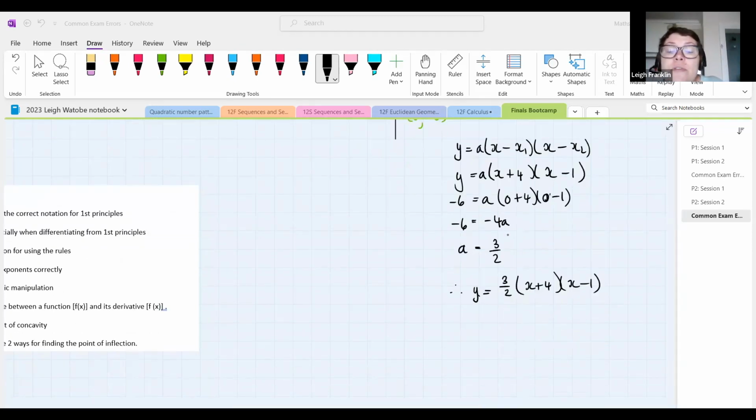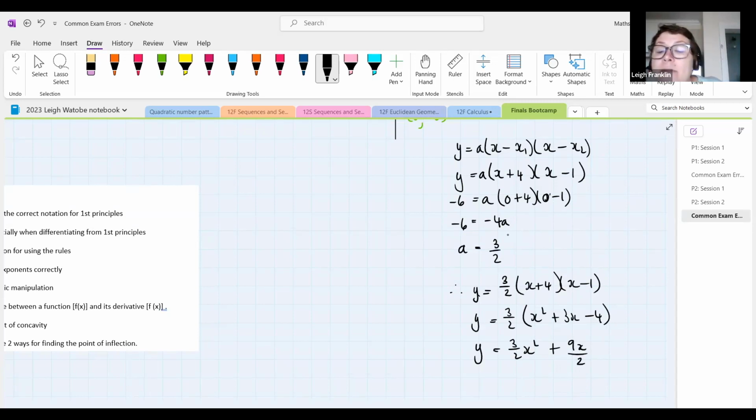And then you'd obviously have to multiply your brackets out. So you'd have a couple of extra lines here. You'd end up with plus 3x minus 4. And then your final step would be to remove your brackets. So that would be plus 9x over 2. And then it would be minus 6. Okay. So that's what I am referring to. Is everybody happy with that?